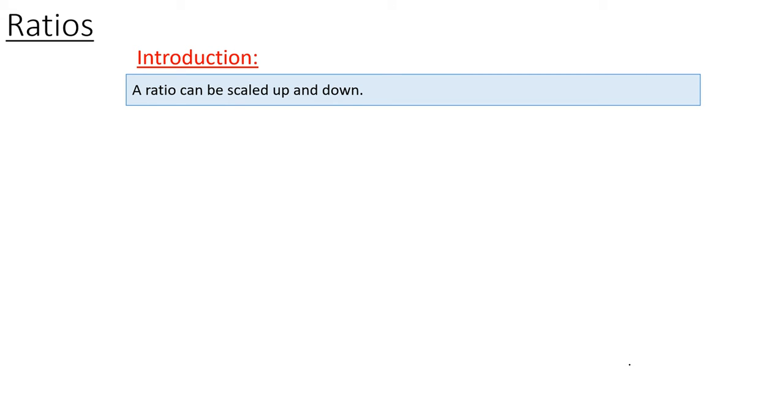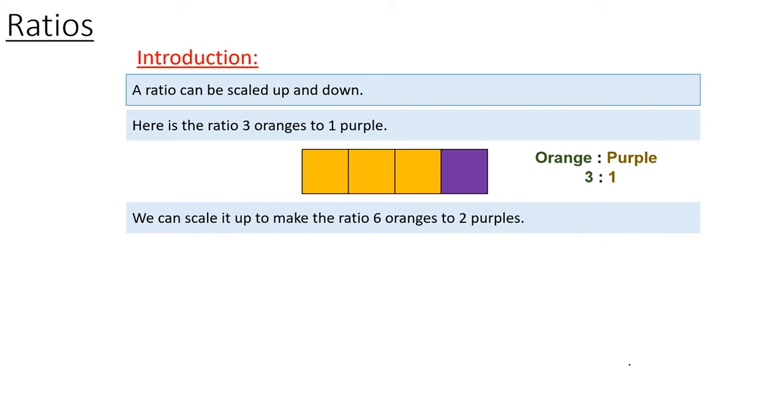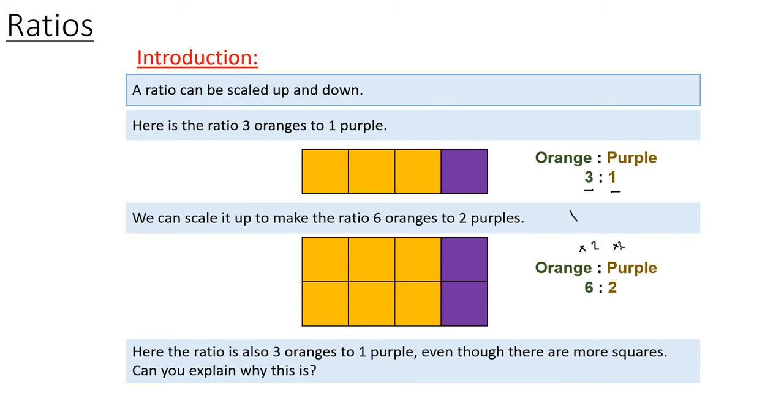So introduction to ratio when we're scaling up and down. So there is the ratio of 3 oranges and 1 purple. So going back to what we started with, so 3 to 1. Okay, we can scale up to make it 6 oranges and 2 purples. What we have to do is double it. But remember, whenever you double one side, so if we were doubling the oranges, we have to double the purple as well. So we're multiplying both sides by 2. So here's the ratio. It is also 3 to 1, even though there are more squares.